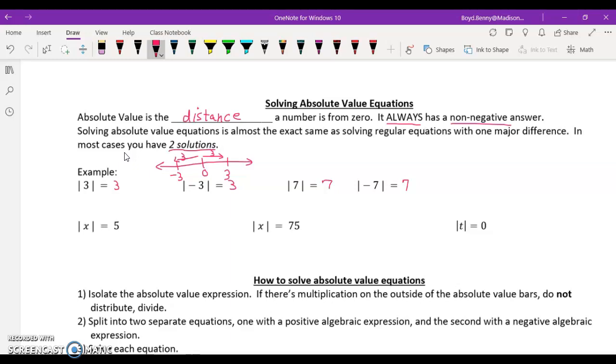So now let's flip the script, so to speak. What numbers are 5 units from 0? Well, that would make x equal to 5, or the opposite of x equal to 5. Now to solve this, remember there's a -1 in front of the x, so we would divide by -1, and x equals -5. So the two solutions here would be 5 or -5.